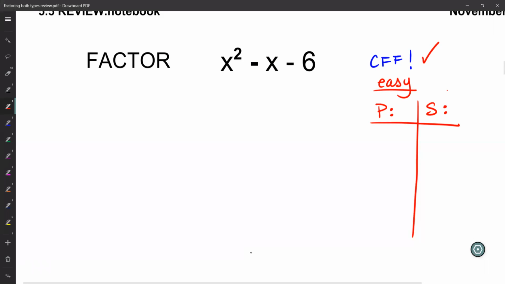Nicole? Is the product -6 and the sum -1?